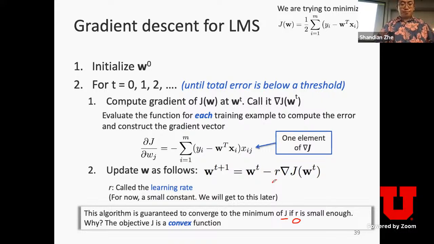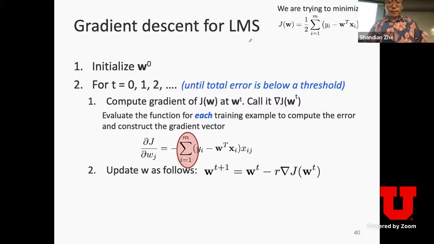The objective function is a convex function. Remember what a convex function is; we'll discuss that. If you have a convex function, then gradient descent is guaranteed to converge to the minimum. So that's the advantage of a convex function.